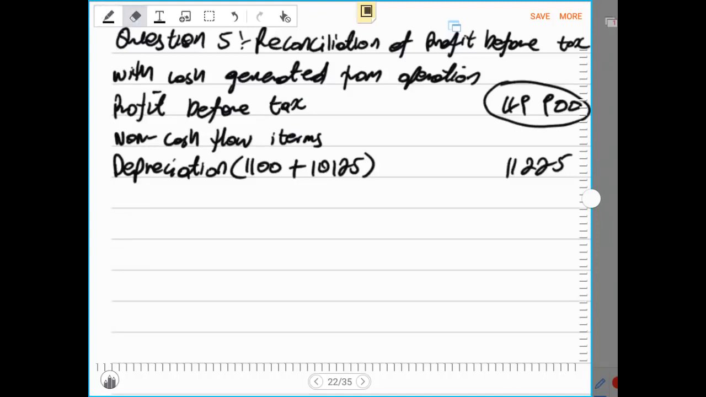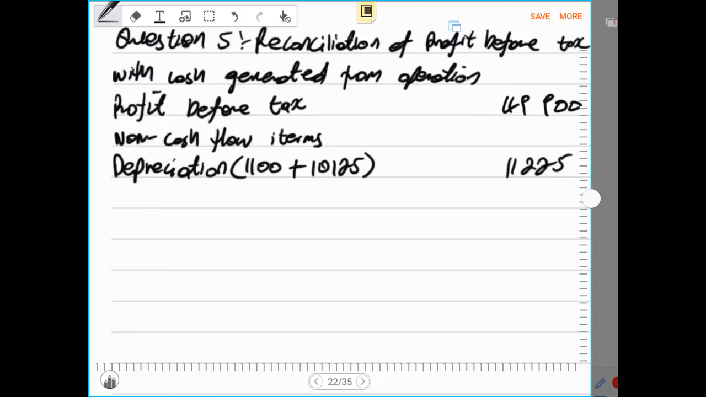Therefore, now when we do the reconciliation, we are reversing the depreciation. To reverse an amount that was subtracted, we just add the amount back to make sure that we cancel the two entries, which was previously a negative. Now we record this as a positive to reverse the negative depreciation that was initially recorded in the income statement.